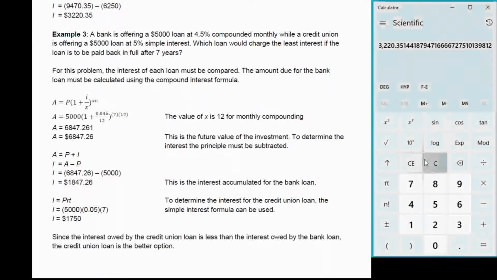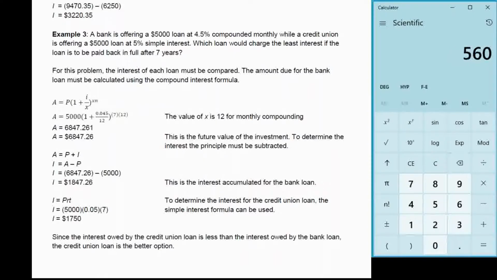Now, the next type of question is a comparison problem. So we say here that this bank is offering a $5,000 loan at 4.5% compounded monthly, and a credit union will give you the same $5,000 loan at 5% simple interest. So which loan is going to charge you the least amount of interest if we have to pay this back in 7 years? Let's look at the bank's loan.